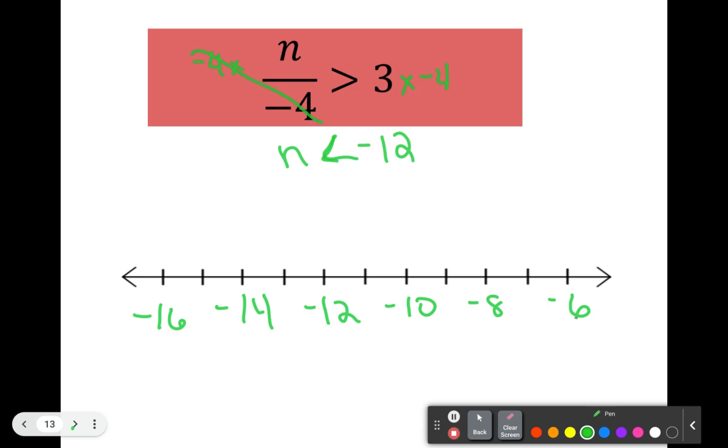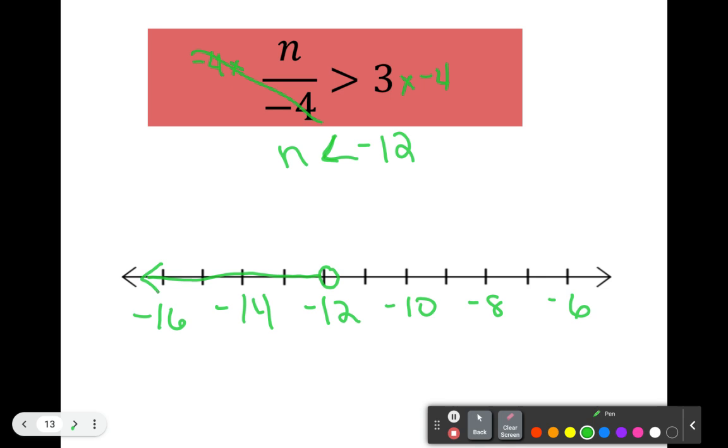So my circle is going to go at the number I have, so -12. It's going to be an open circle because this is just less than, and then it's going to go to the left.